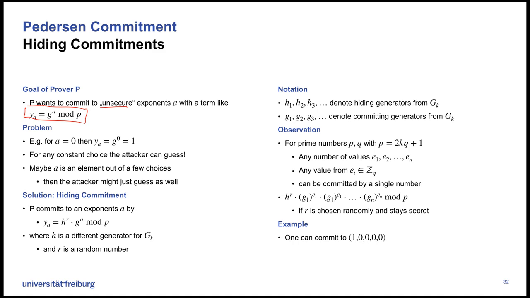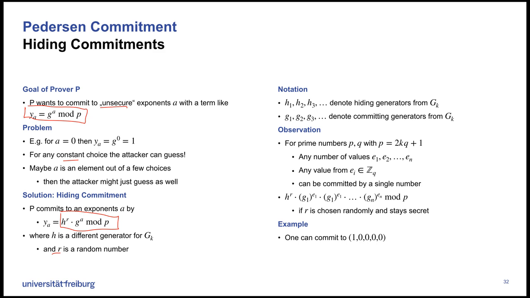And this is a problem because if it's a constant choice, the attacker can guess, or maybe you have 3 choices, and even if the choices are complicated but they're known, then you just try out all these possibilities. Now the solution is the following. Instead of committing to G to the A, you commit to H to the R and G to the A. What is H? H is just another generator with no relationship to G, and R is a random number.